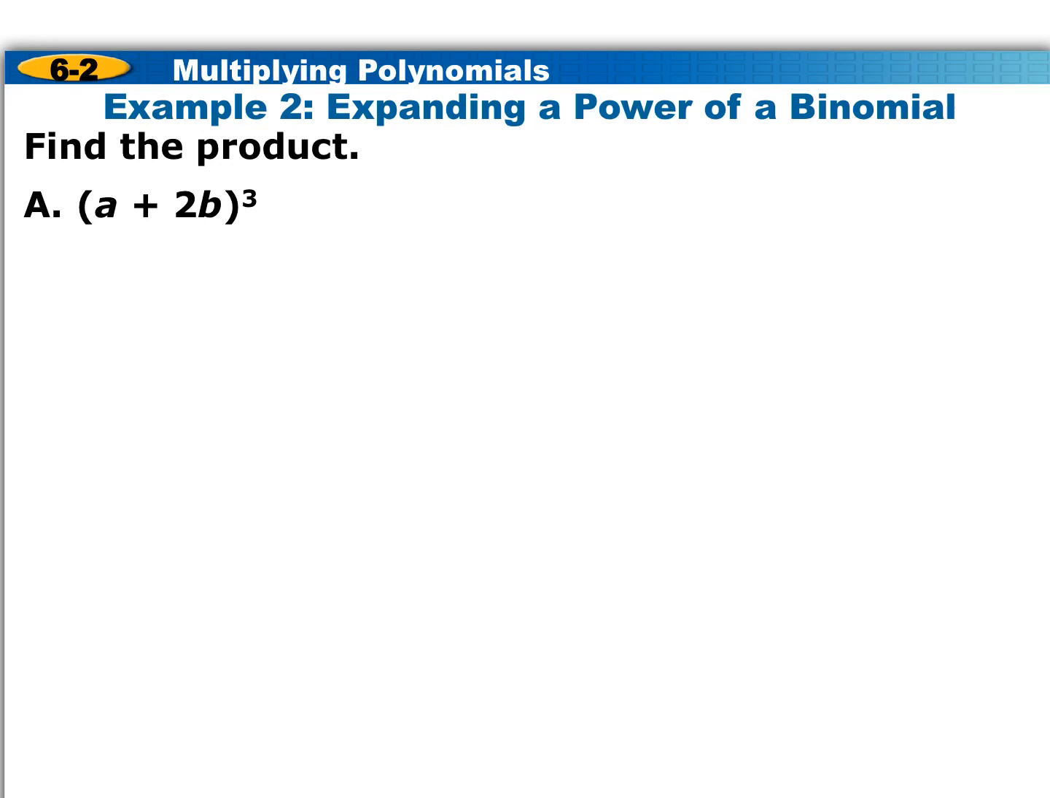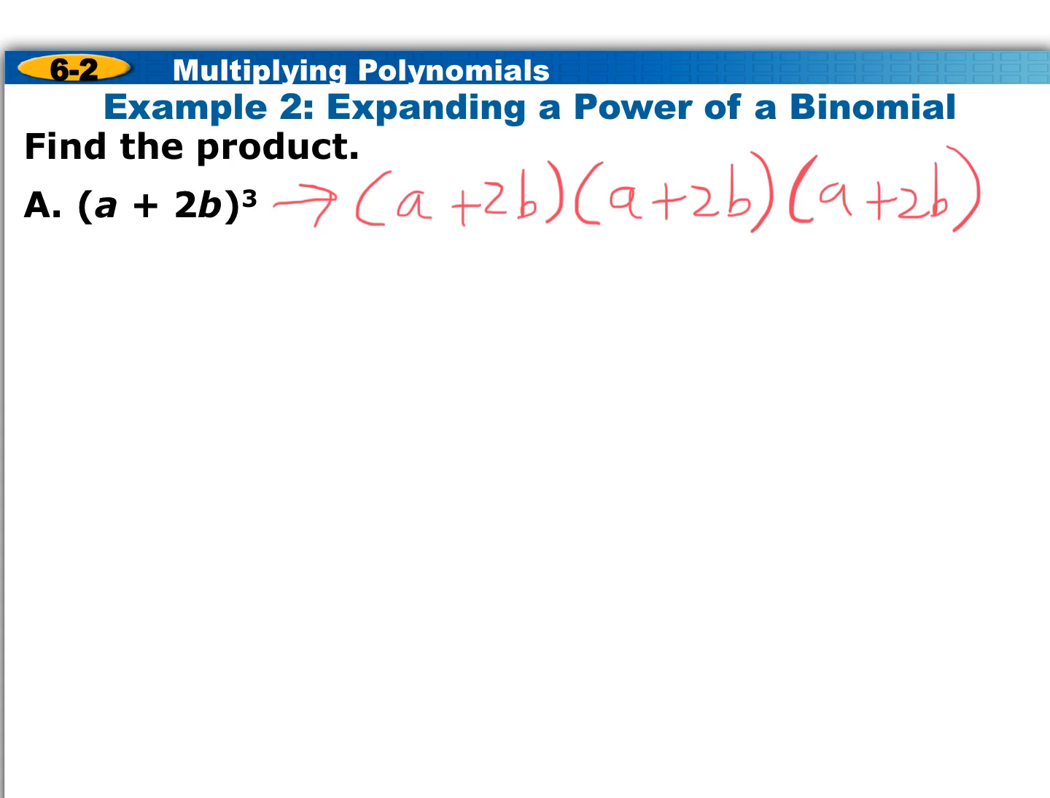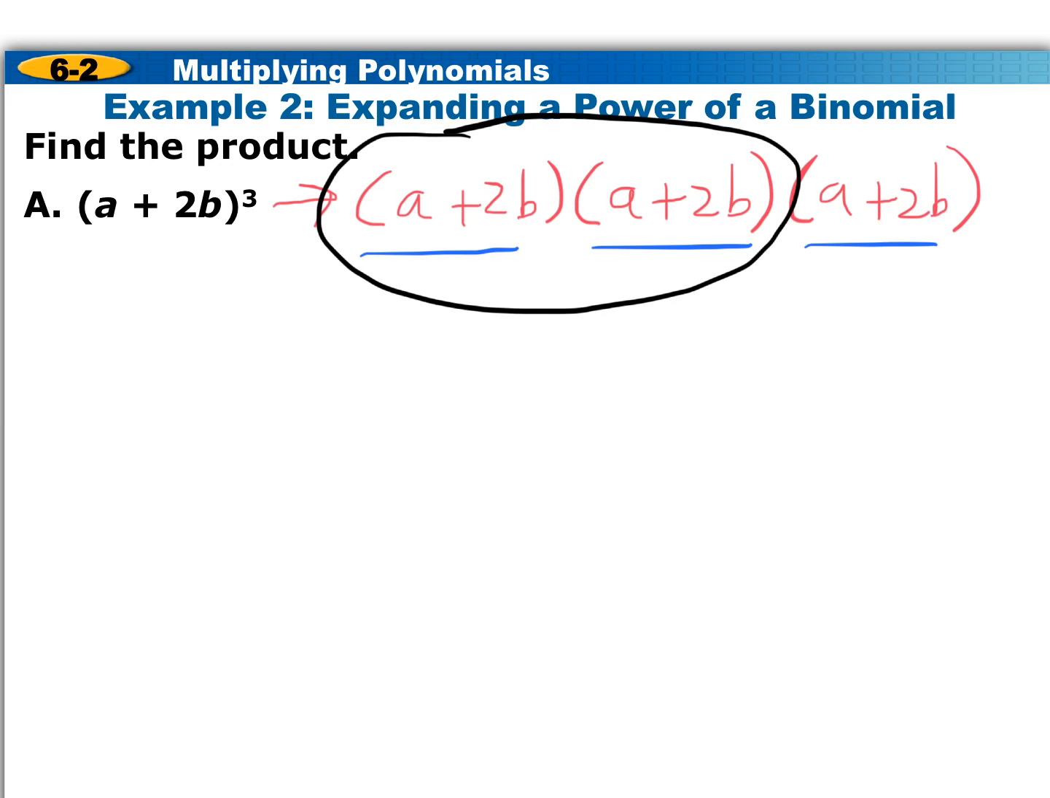So we have a plus 2b, the quantity raised to the third power. That means we need to multiply out a plus 2b 3 times. So if I write this out, because it's the third power, I have to have the binomial written 3 times. I can't multiply all 3 together at the same time, so I have to multiply 2 of them. So I can multiply the first 2 together, and then when I'm done with that, I can multiply it by the third one.